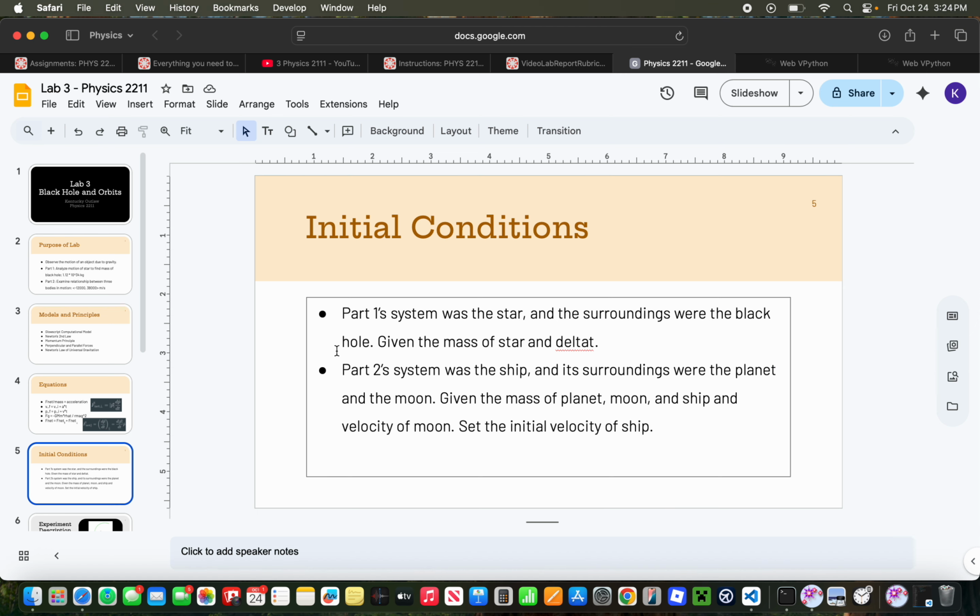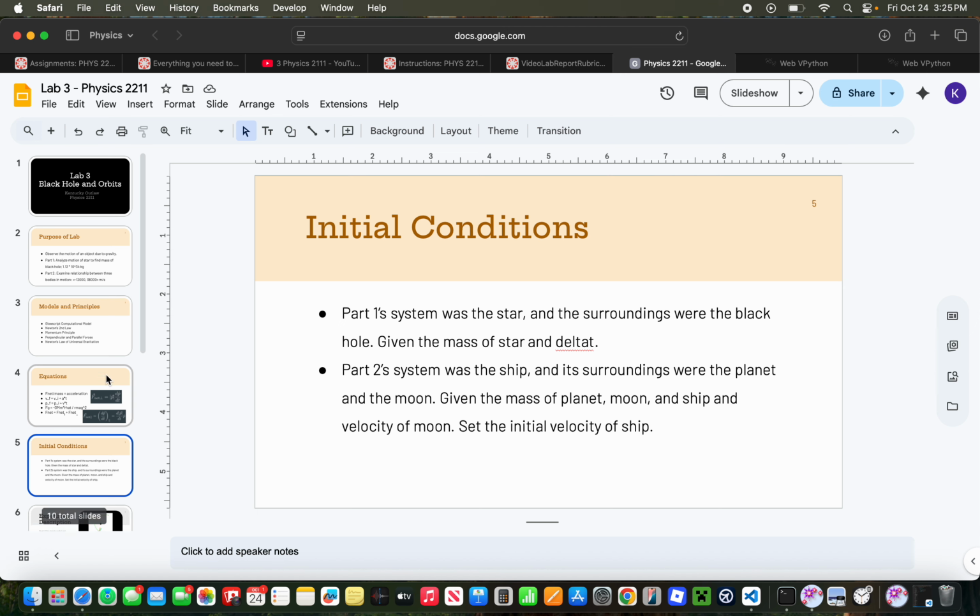Our initial conditions for part 1: the system was a star, the surroundings were a black hole, and we were given the mass of the star and delta T. Then in part 2, our system was a ship, and its surroundings were the planet and the moon. We were given the mass of the planet, moon, and ship, and the velocity of the moon, and then we were able to set the initial velocity of the ship.